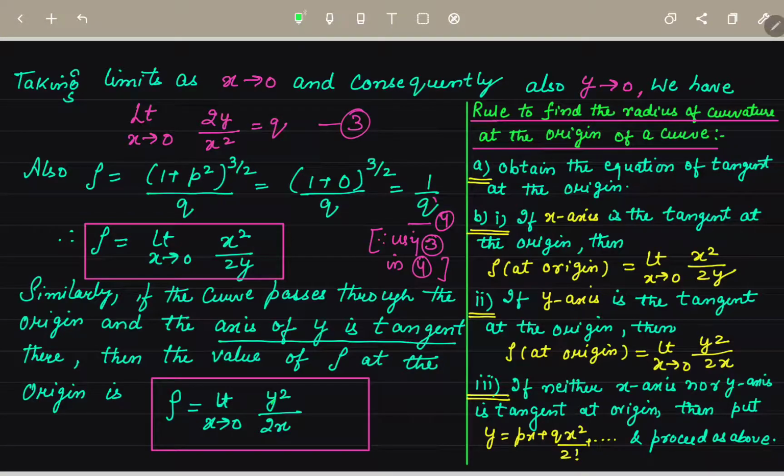Suppose neither the x-axis nor the y-axis is tangent at the origin, then what do we have to do? We have to simply put the value of y equal to px plus qx square by 2 factorial plus so on in the equation, and proceed as above. Now I am going to solve one example for clarifying all these methods, that is the expansion method, or we can say Newton's method.